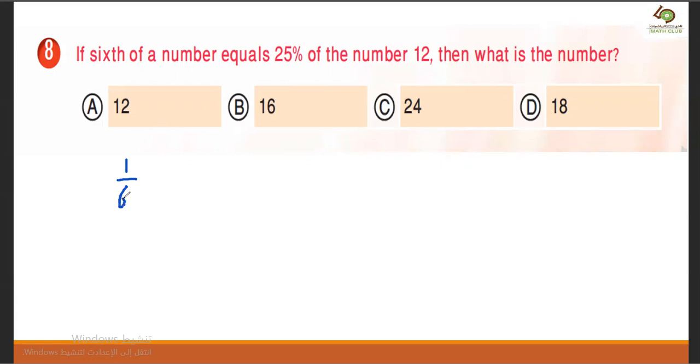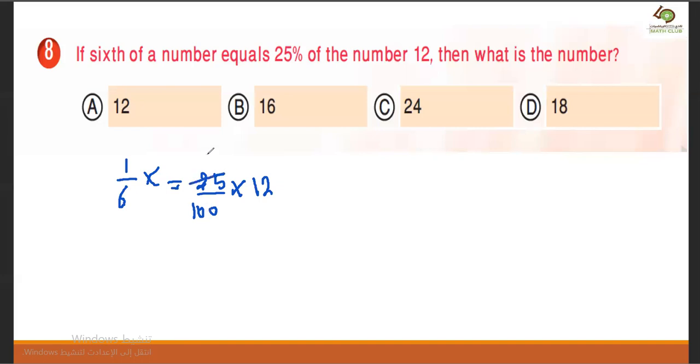We have 1/6 of a number, that's x, equals 25%. So we can write it as 25 over 100 of the number 12. We write it here, 12. So now I can solve to find x. What about 25 divided by 100? It is 1/4, right?